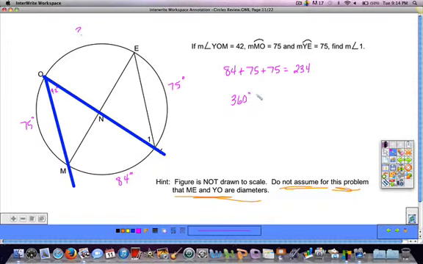All right, so 360 minus 234 tells me that that angle must be 126. Or not angle, sorry, arc. Excuse me. So this is 126 degrees. You may want to check me, make sure that really does add up to 360.